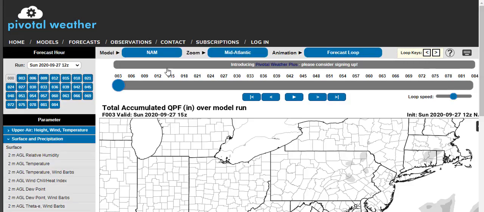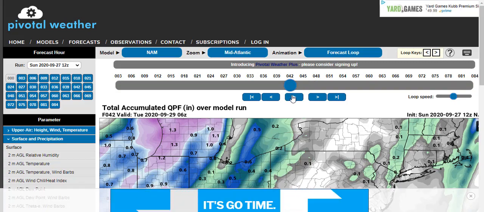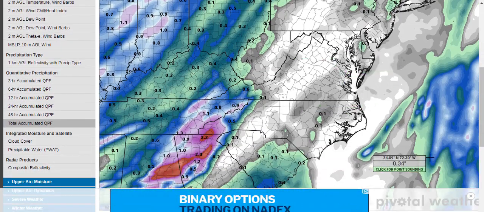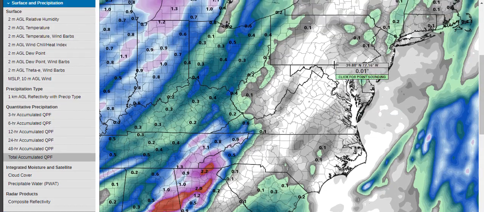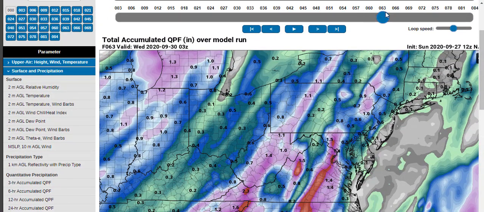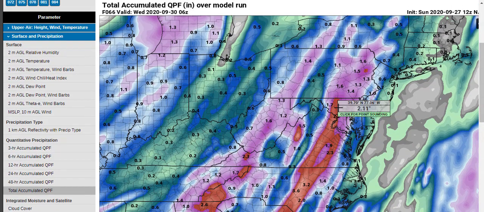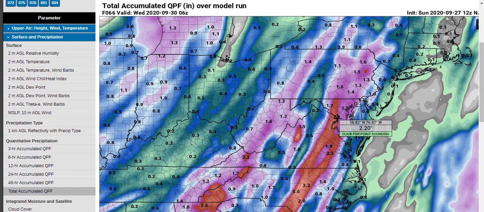I can look at the NAM. Let's see what the NAM does. We'll play the same card here. Here's 6Z, and basically I don't have any precipitation that's fallen. So I'm going to move this through time. And here is 6Z. Now you see that, oh, look at that. The NAM says 2.2. Well, that's a lot more precip than what the GFS was putting out. So 2 inches compared to a little over 1/4 of an inch. That's two totally different QPF amounts.